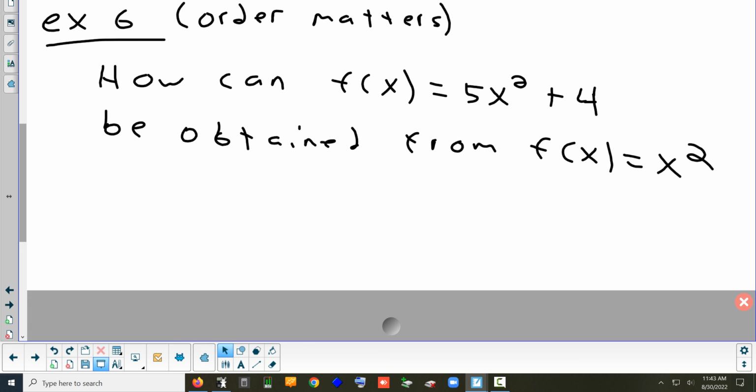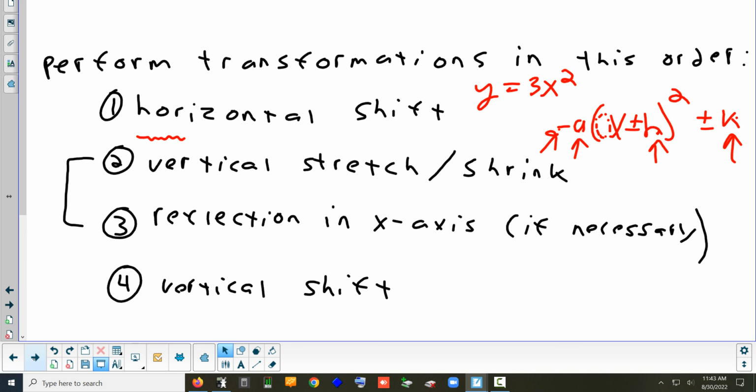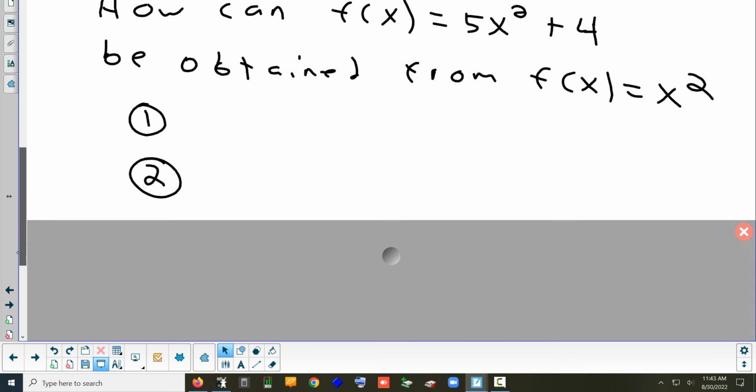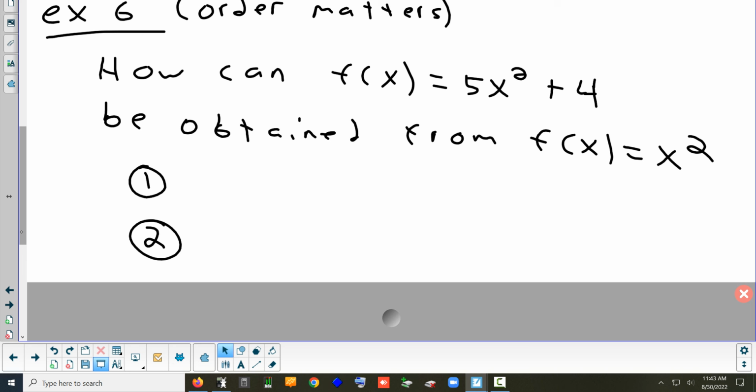Okay, how many transformations would it take to turn x squared into 5x squared plus 4? Yeah, John? 2. Can you tell me, going in this order, do we have a horizontal shift in that problem? No, that would be in parentheses. We don't have that. Do we have a vertical stretch? That would be the next one. Yes. How would we describe the vertical stretch? Shift 4 units up.